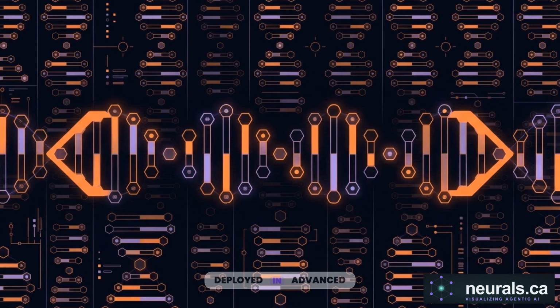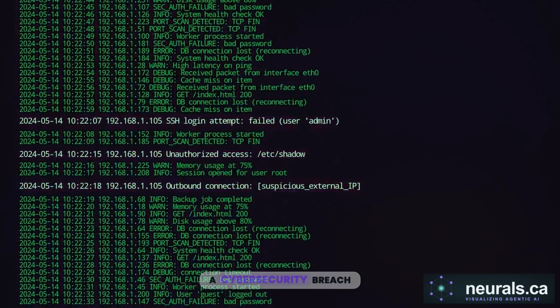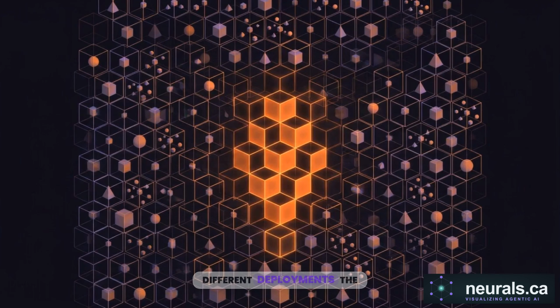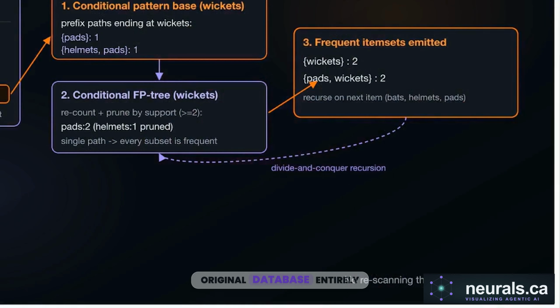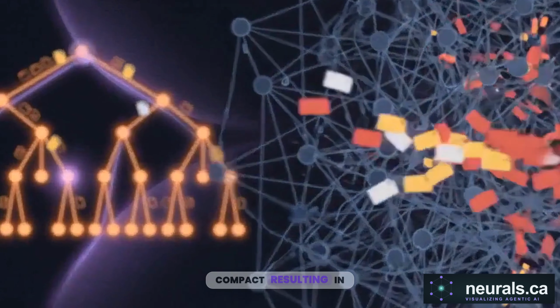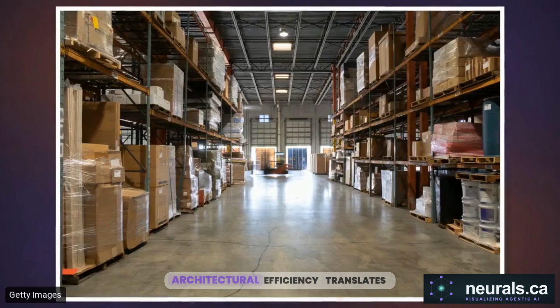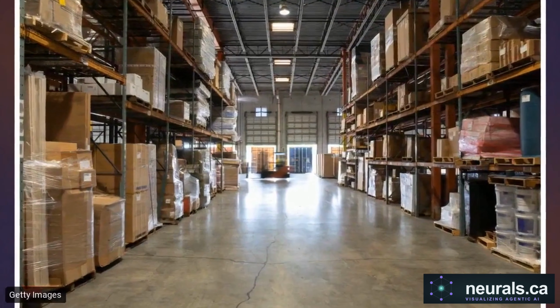You'll also find it deployed in advanced scientific and security domains, hunting for recurring genetic motifs in bioinformatics, or scanning server logs to find the exact combination of events that signal a cybersecurity breach. Across all these different deployments, the mission is identical: mining massive walls of raw, unlabeled transaction data to extract the hidden, repeating patterns buried inside, ignoring the original database entirely. When data has heavy overlap, this tree stays incredibly compact, resulting in processing speeds about an order of magnitude faster than legacy methods. That architectural efficiency translates directly into modern production reality.